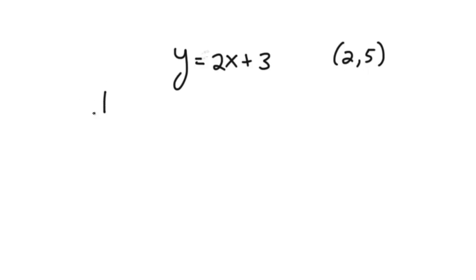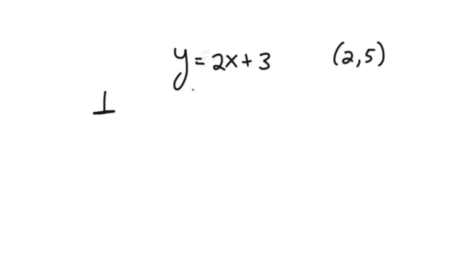Let's take a look at another example. We're going to start off with this equation here: y is equal to 2x plus 3. The point that is given is (2, 5). This time I want to find the equation of a line that is perpendicular to this equation and passes through the point (2, 5). The symbol for perpendicular lines is an upside down T. When you see this, it implies perpendicular lines.